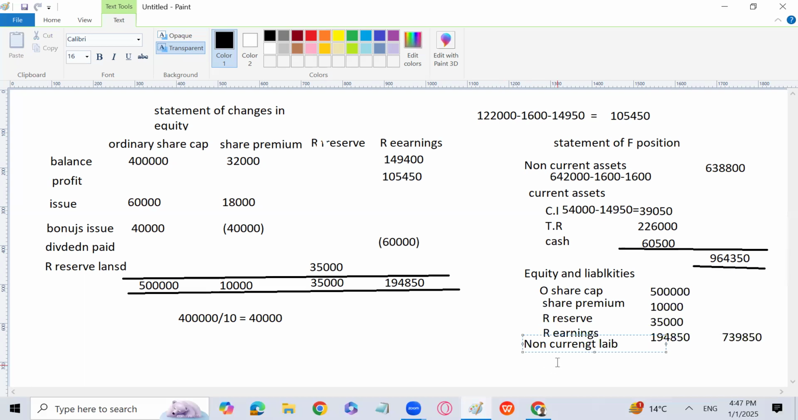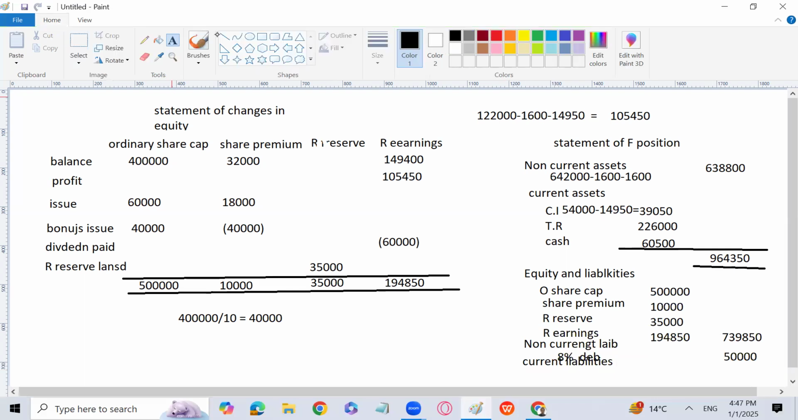Now I am going to write the non-current liability section. Non-current liability is 8% debenture basically. So let's write 8% debenture. That is going to be 50,000. Because 52,000 was wrong, we have to write the correct figure, and that is 50,000, because the 2,000 is the accrued debenture interest, which should not come in the non-current liability.